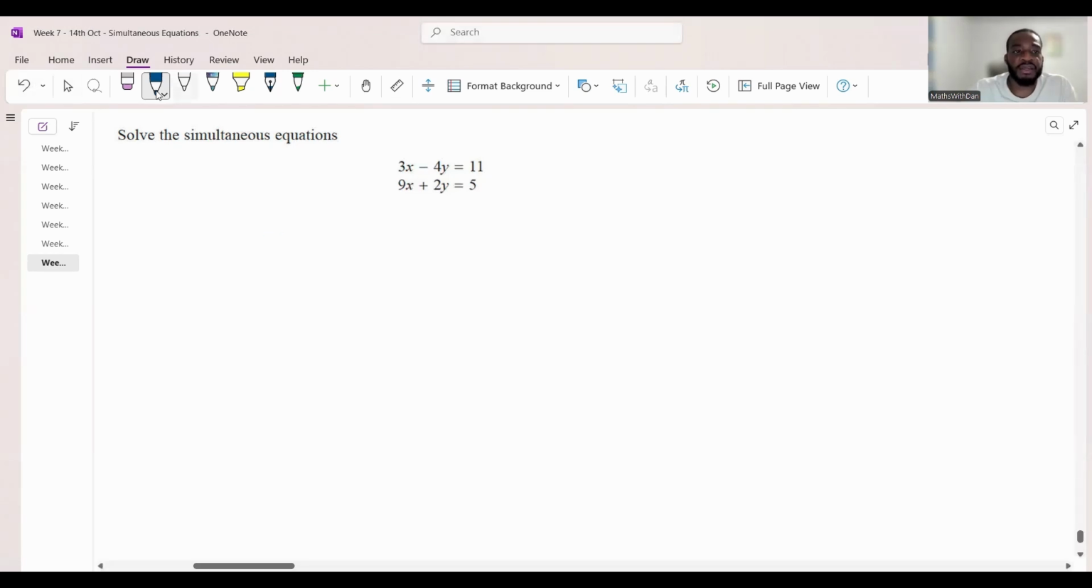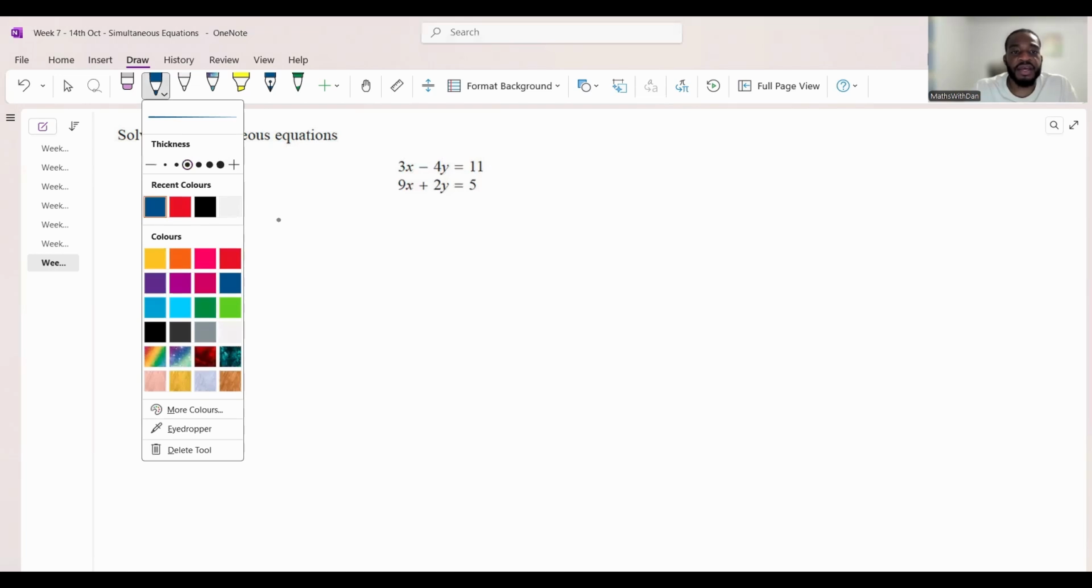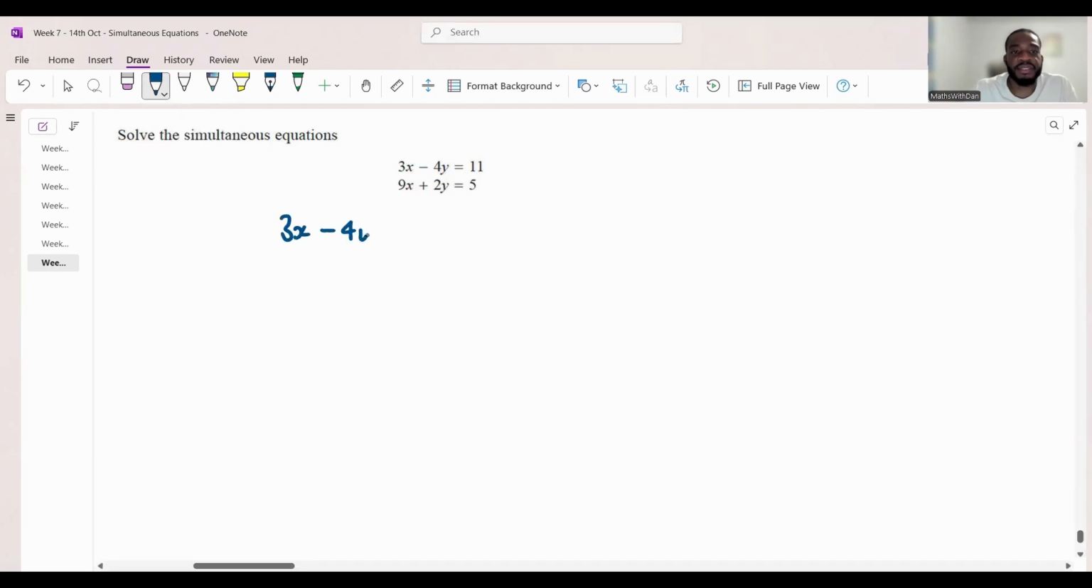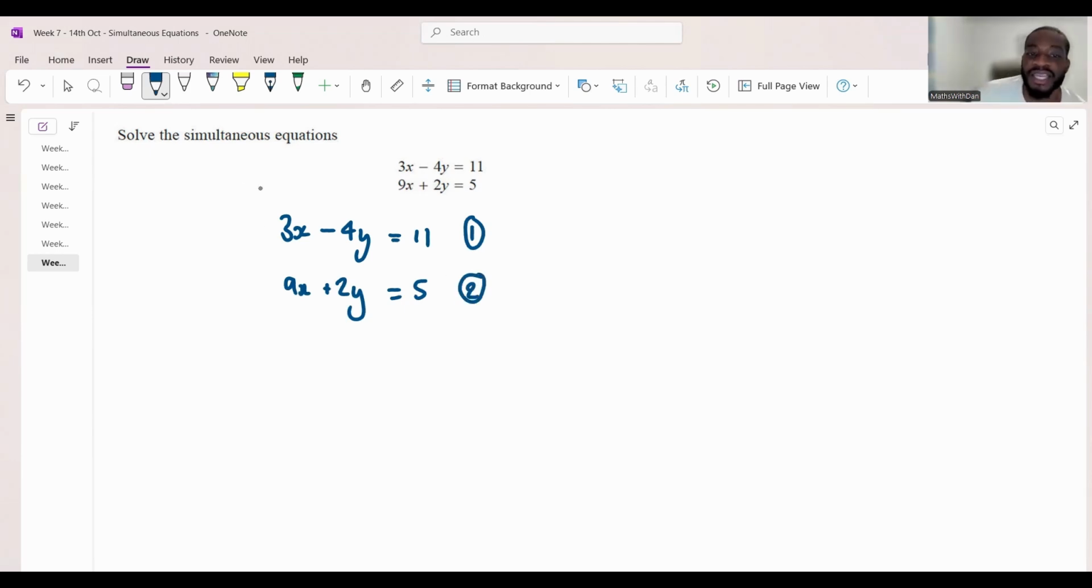3x, it's a bit too thick. Let me do it again. So 3x minus 4y is equal to 11. 9x plus 2y is equal to 5, right? We've got equation 1, we've got equation 2. Remember, our job is to eliminate one of the variables.